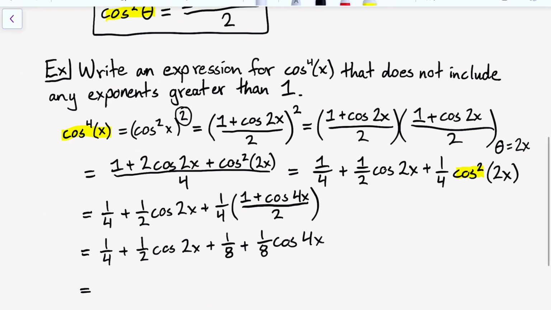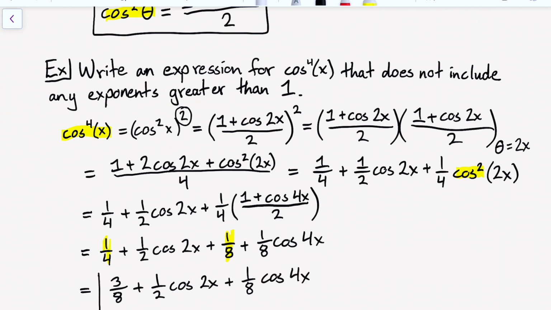You might combine the two constant terms and say we have 1/4 plus 1/8 here, and that combines as 3/8. So for a simplified expression, I might say 3/8 plus 1/2 cosine of 2x plus 1/8 cosine of 4x. Here is an expression for cosine to the 4th of x that does not involve any larger exponents than 1.